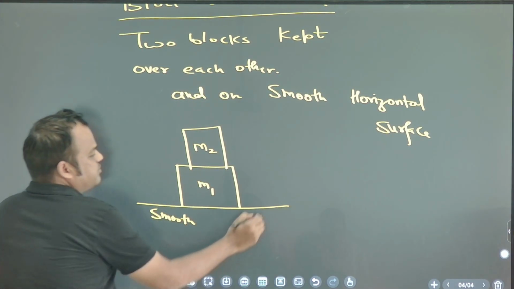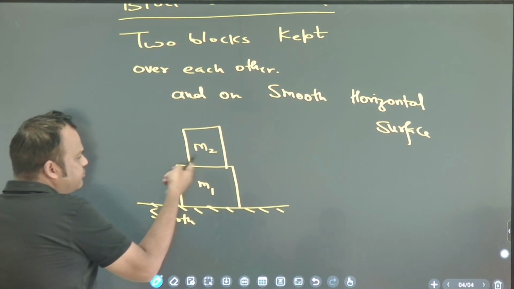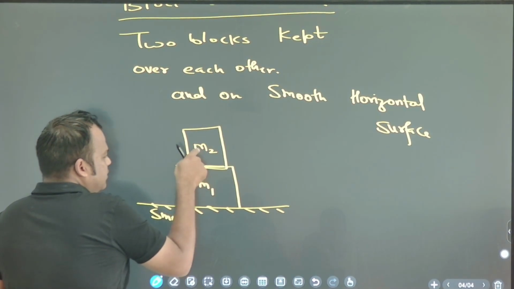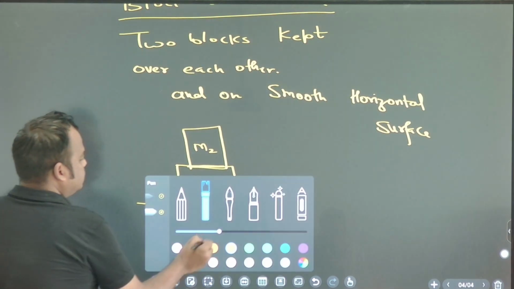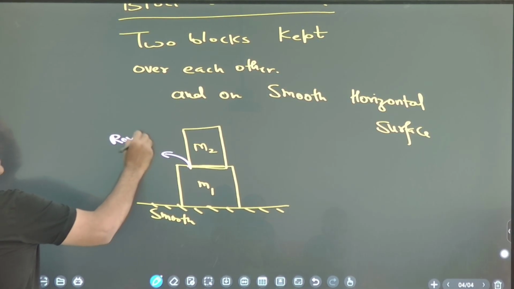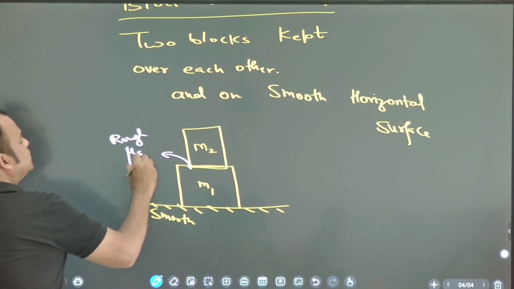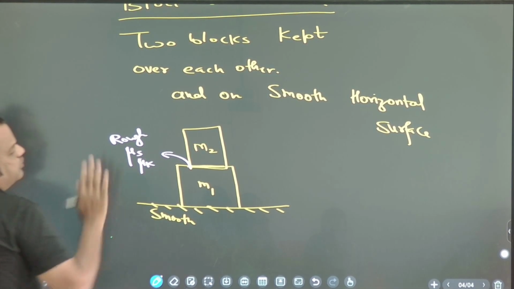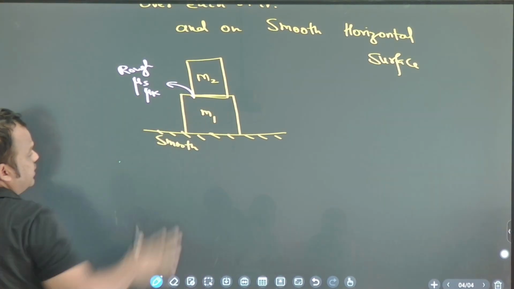This surface is smooth, frictionless, but the surface between m2 and m1 is rough. If it is rough, so coefficient of static friction mu s, coefficient of kinetic friction mu k. Okay, clear? So this is the arrangement.